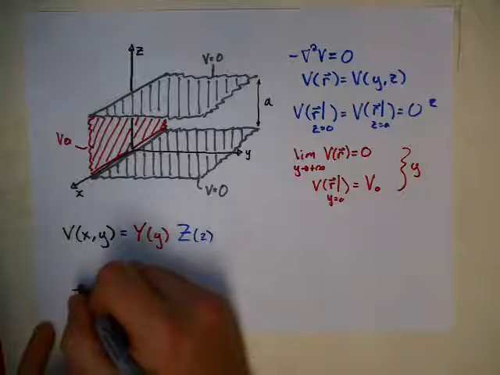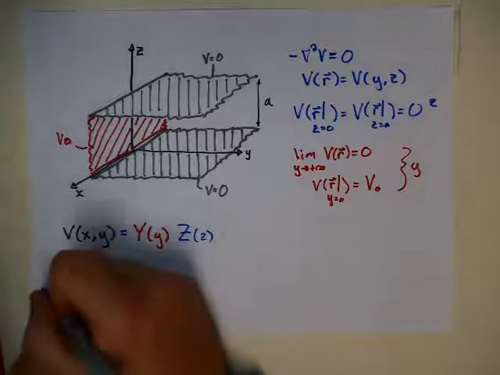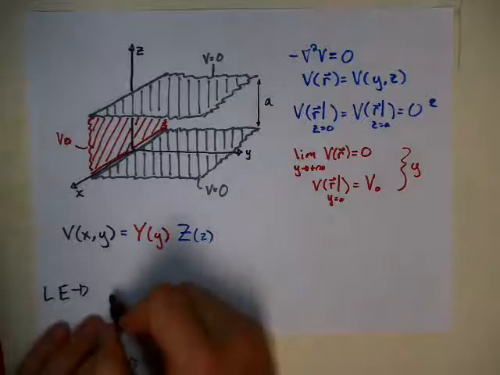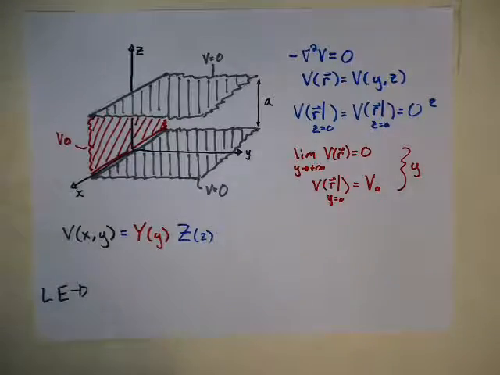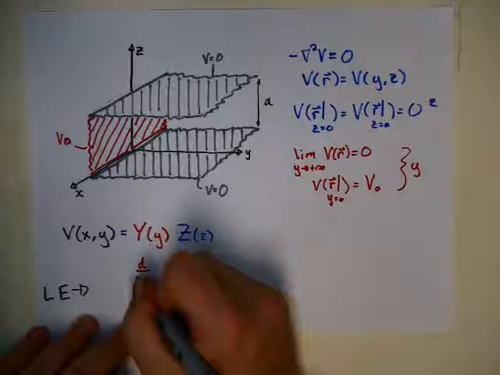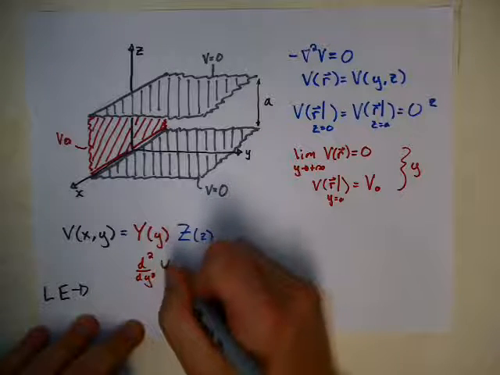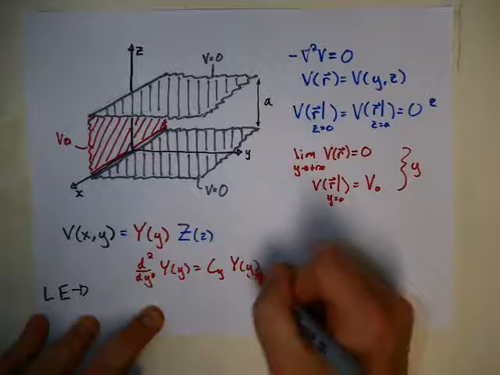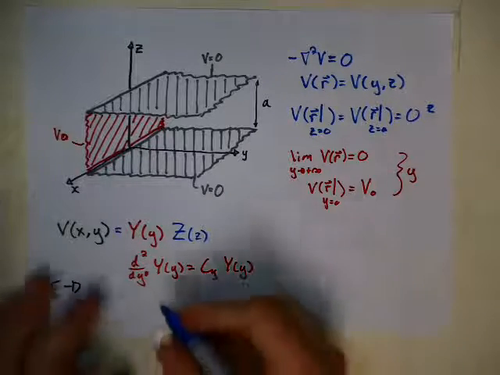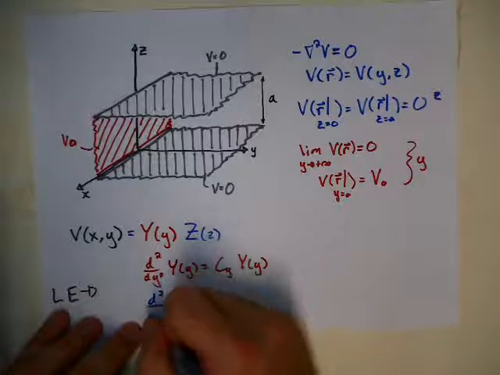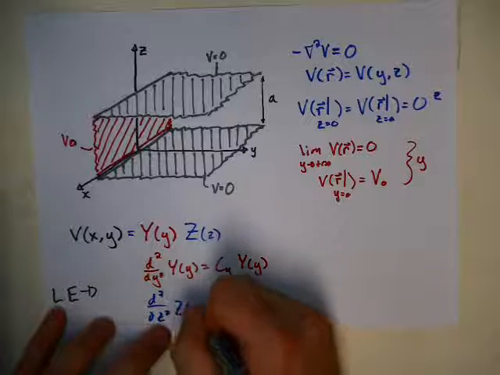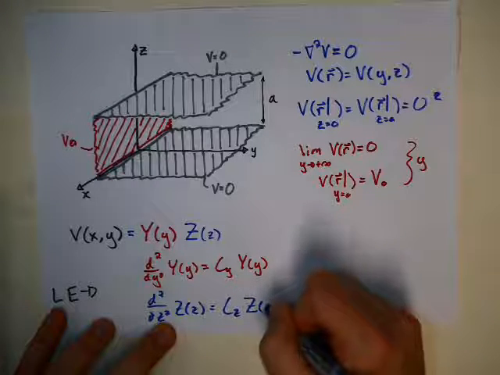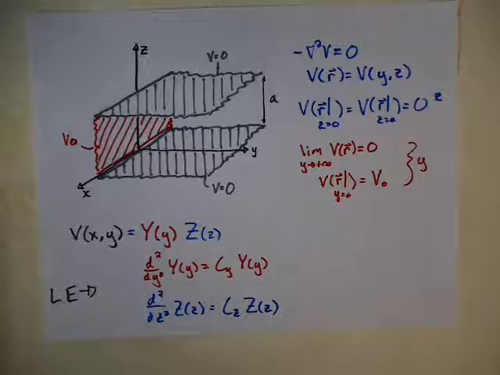Through some manipulation, and the manipulation is always the same, Laplace's equation is going to give the following two equations. In the y, we're going to find that the second derivative of capital Y is equal to c_y times capital Y. And we're going to find that the second derivative with respect to z is equal to c_z times capital Z as a function of z.